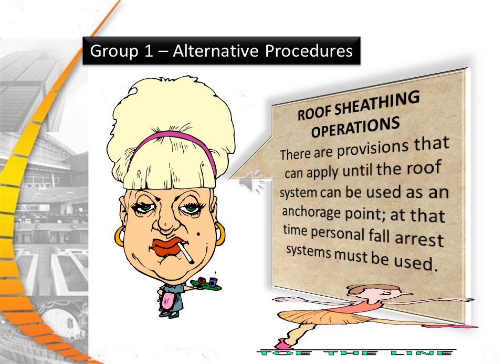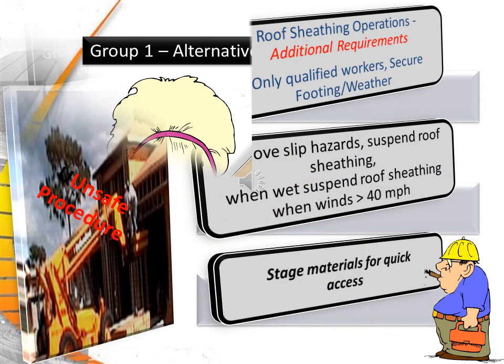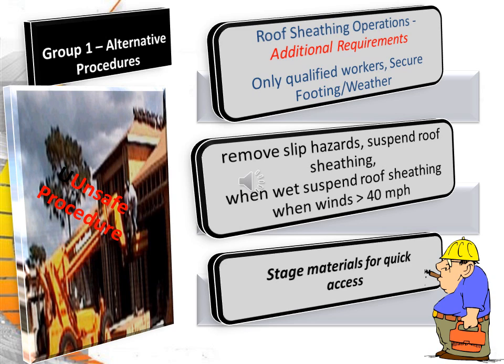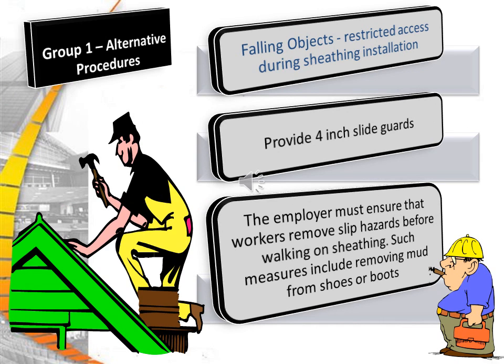Roof sheathing operations call for provisions that can apply until the roof system can be used as an anchorage point. At that point in time, personal fall arrest systems must be used. During roof sheathing operations, they should be suspended when roof winds exceed 40 miles per hour. All materials should be staged for quick access by the workers. A restricted access zone can be used during sheathing installation, provided you use 4-inch slide guards.